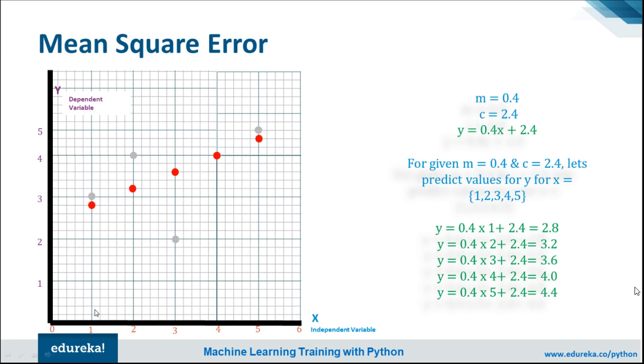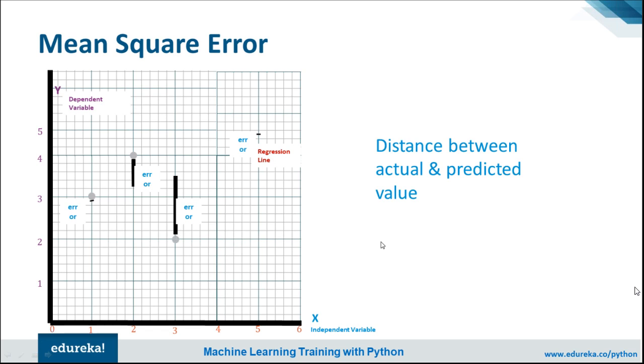for this x value of 1, what we predict for y is around 2.8, and the real value is actually 3. Similarly for the other, we see what we are predicting is 3.2. For the others also we see what we are predicting here. This way we look at each one of them, and then we calculate the distance between them, and that is what we call the error. The distance between the actual and the predicted value is known as the error.